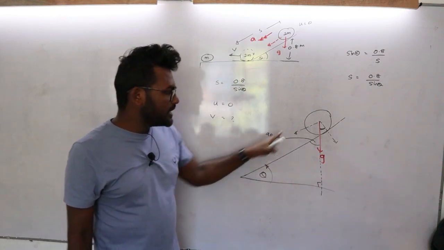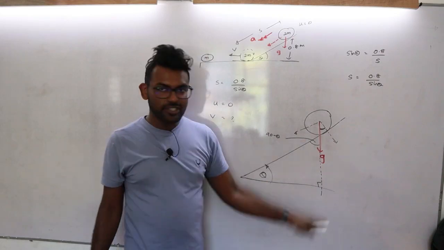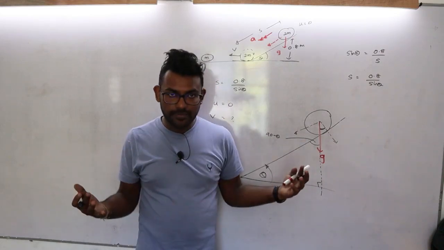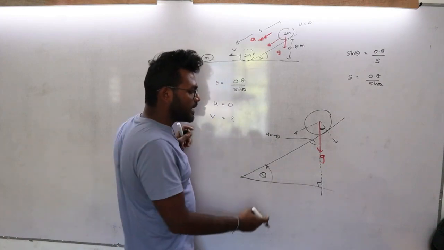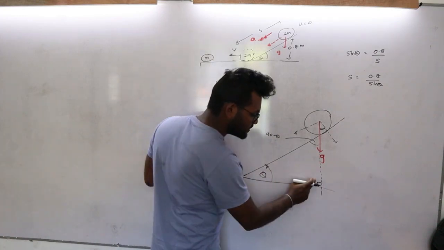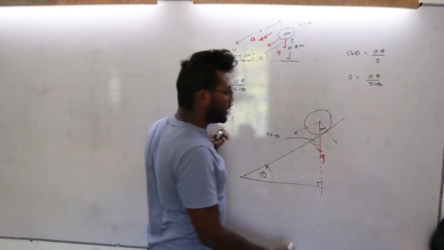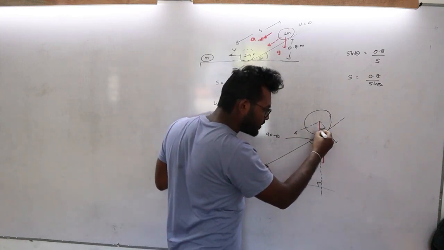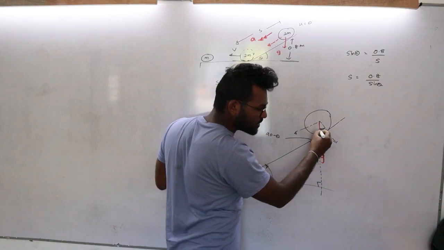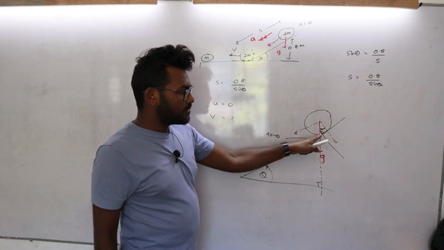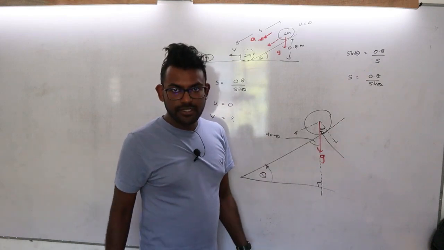Because we know the sum of all the interior angles of a triangle is supplementary, or we can say 180. So from that, if this is theta and this is 90, we get this one to be 90 minus theta. If this is 90 minus theta, what can you say about this teensy weensy angle, the inside of this one? This angle is also 90 minus theta.